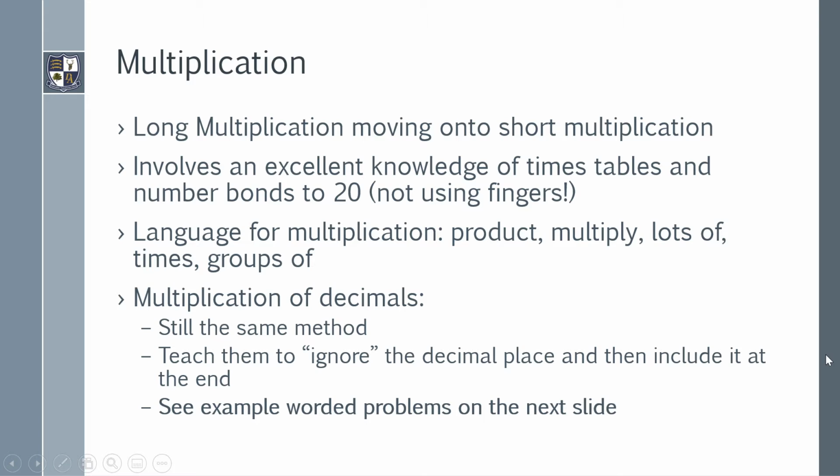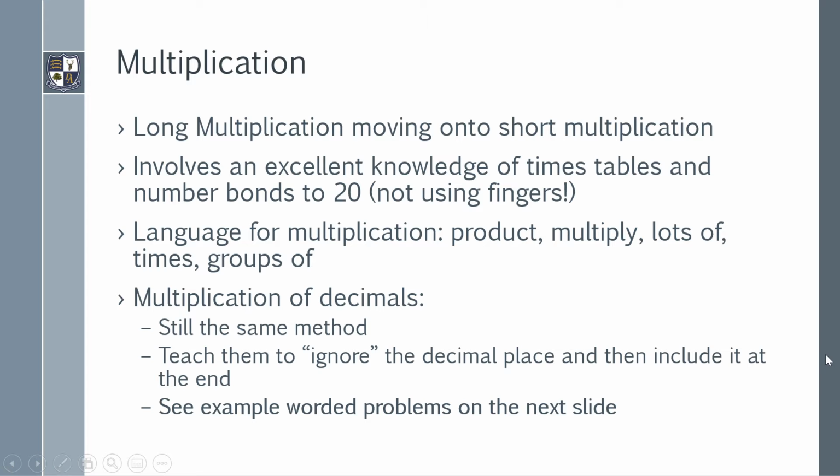Okay, moving on to multiplication. We start with long multiplication, which is timesing by the tens and the ones and the hundreds separately, then recombining using addition. After this understanding's cemented, we move on to short multiplication. Please see the calculation policy for any of these.